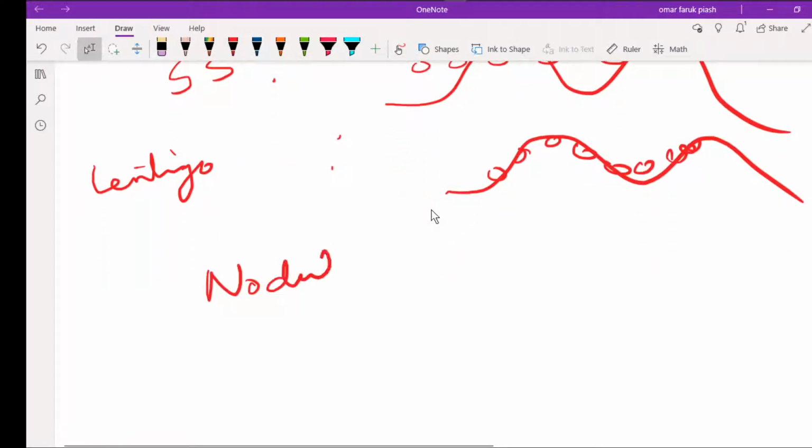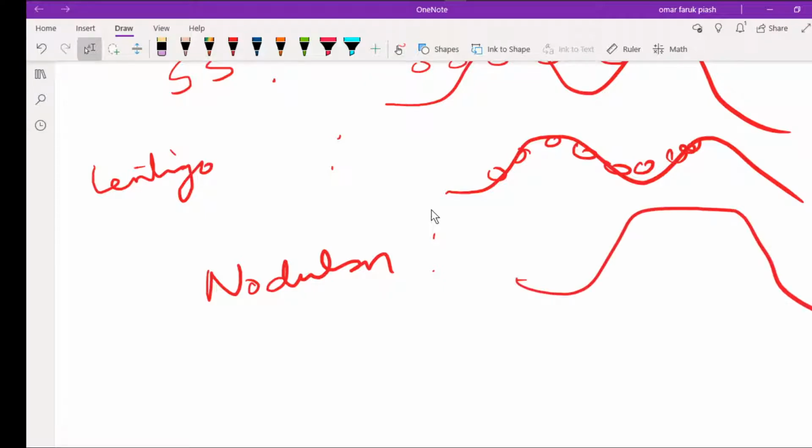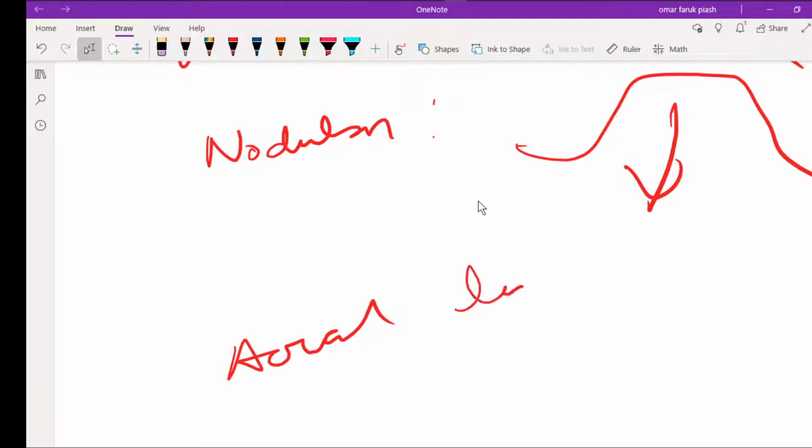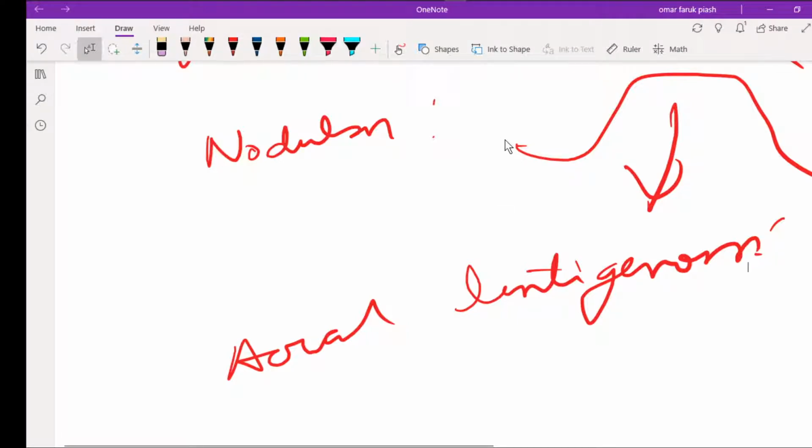Now nodular. Nodular is early vertical growth. And acral lentiginous arises in the palms and soles, often in dark-skinned individuals.